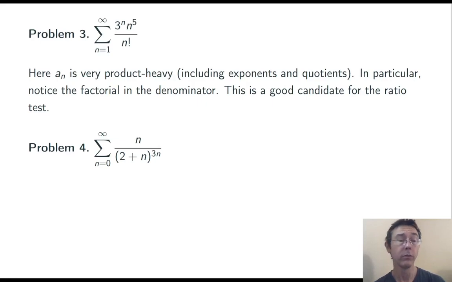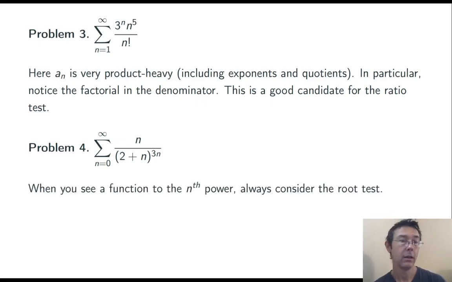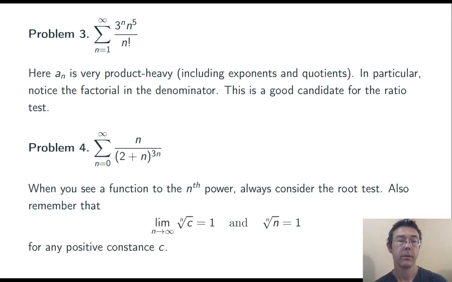Sum n equals 0 to infinity, n over (2 plus n) to the 3n. When I see that exponent of 3n on a function of n, I'm immediately wondering if the root test is going to help. When I take the nth root of that denominator, I'm going to get (2 plus n) to the third power. So it's gotten a lot simpler. What about the numerator? Well, to evaluate that numerator as n goes to infinity, the nth root of n, you have to keep this fact in mind. As n goes to infinity, the nth root of n is 1. And also, you should just remember that the limit as n goes to infinity of the nth root of a constant is also going to be 1. Bearing those facts in mind, the root test is going to help you on problem 4.